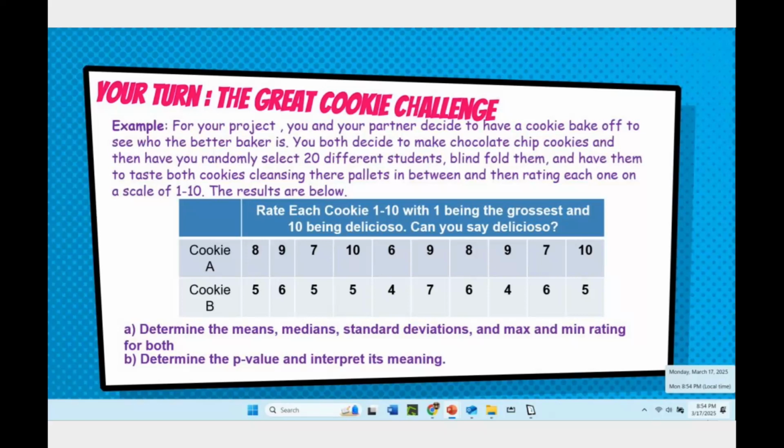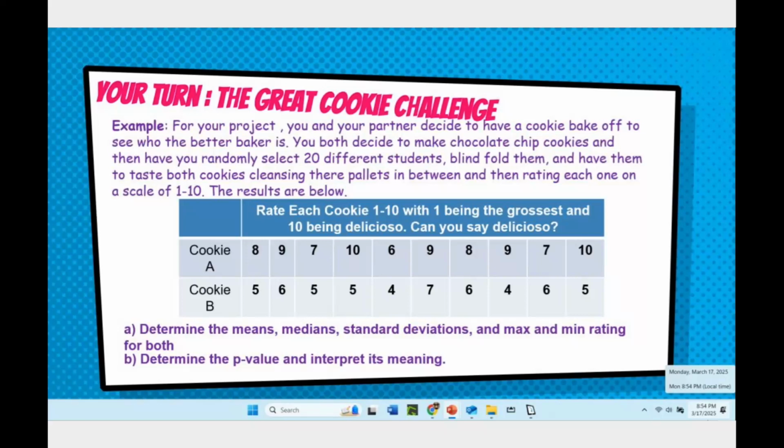If you are watching this for the first time, use that template that I just showed you and plug in this information. So for your project, you and your partner decide to have a cookie bake-off to see who is the better baker. You both decide to make chocolate chip cookies and then randomly select 20 different students, blindfold them, and have them taste test both cookies, cleansing their palates in between and then rating each one on a scale from 1 to 10. The results are shown below.